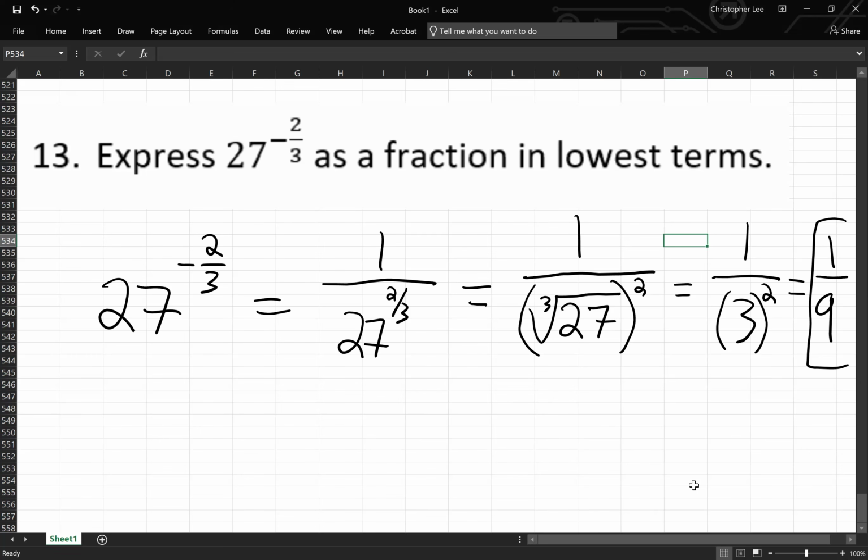If that was 10 to the negative 1/2, you see how a negative exponent gets thrown down into the denominator? That's step 1, right?